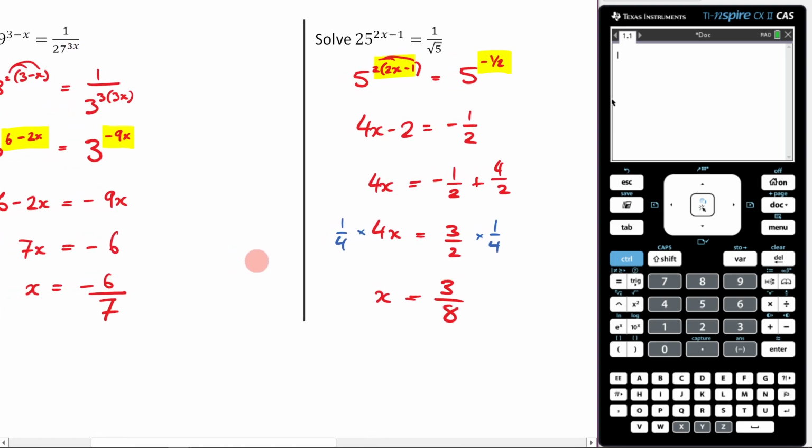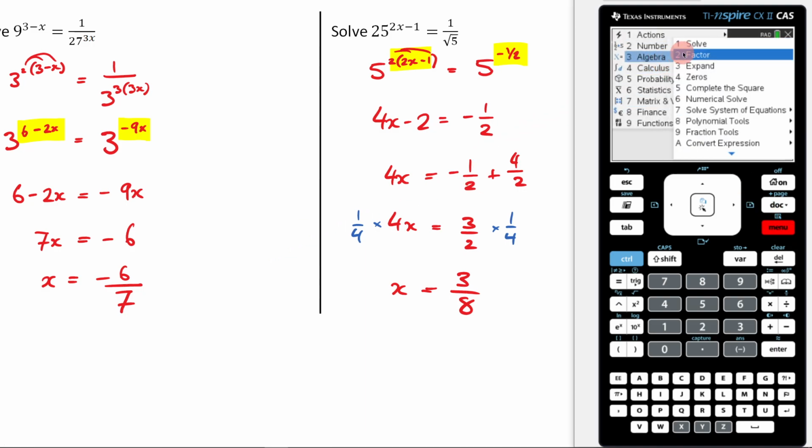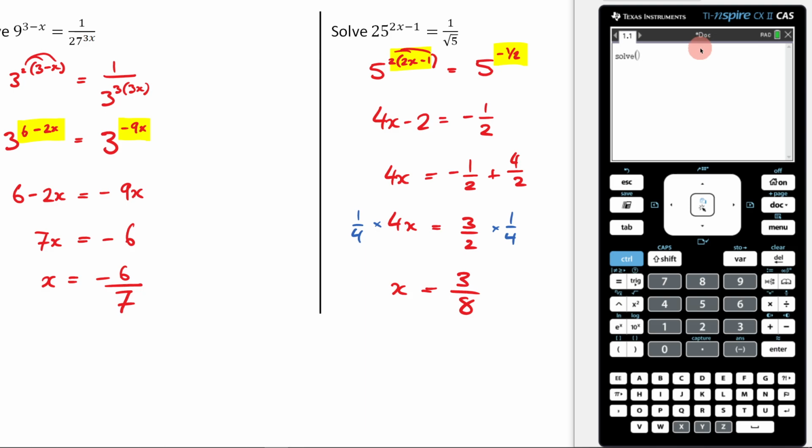Hopefully you were successful with these two questions here. And also make sure you can do this in your CAS. So we'll go through this one in the CAS menu, algebra, solve. We're going to go 25 raised to brackets 2x minus 1, close the brackets down, is equal to 1 on, then we have to go square root, control this, 5, then comma x, hit enter.